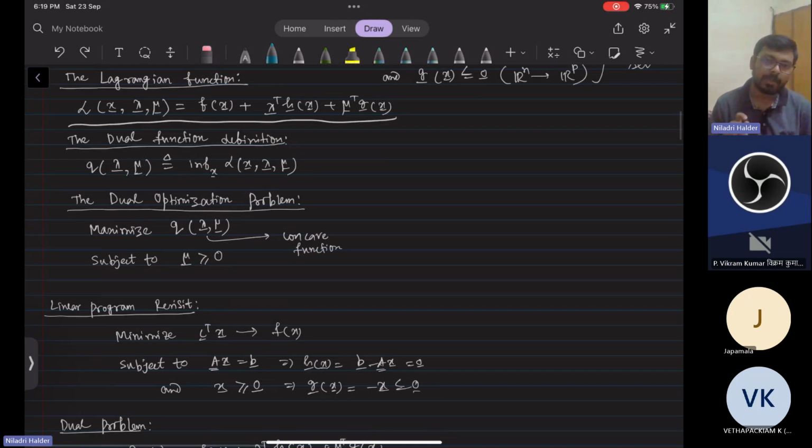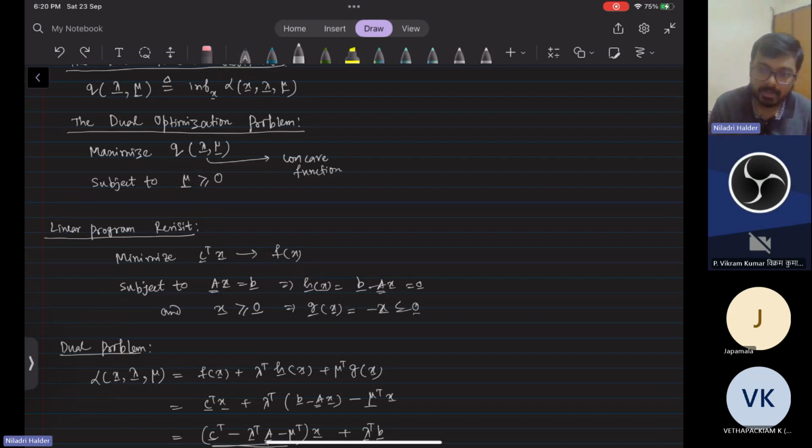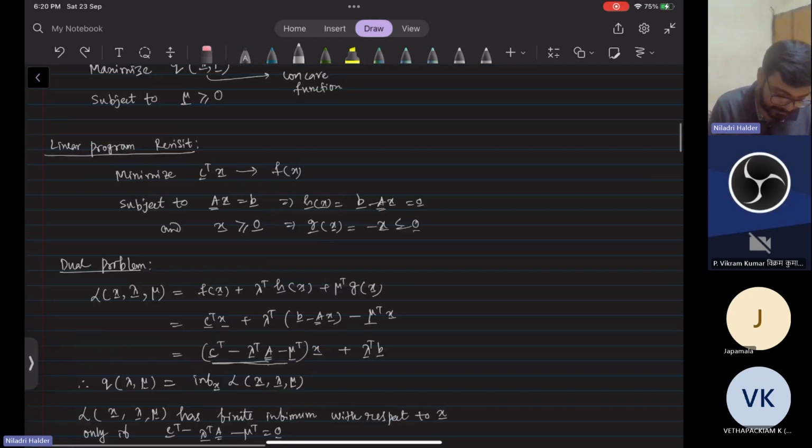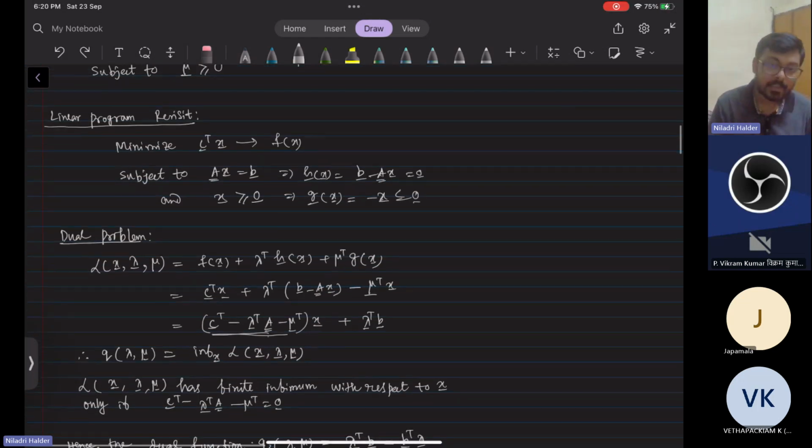Then we need to find the dual function, which is another function independent of x, depending only on lambda and mu. It is the infimum of the Lagrangian with respect to x. Then the dual optimization problem is maximizing that dual function subject to mu greater than or equal to 0. This comes from the KKT condition, which I taught in the last class. The professor will also teach it next week maybe, and we'll understand it better. Now the linear program revisit: last day I taught how a linear program is constructed and how it is solved through the KKT equations.